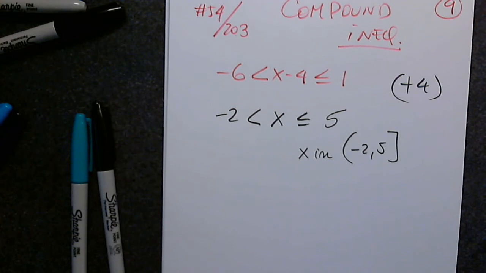How do you decipher when the bracket goes on the left or right side? The equal symbol dictates that. The equal symbol, bracket. No equal symbol, parenthesis. Okay.